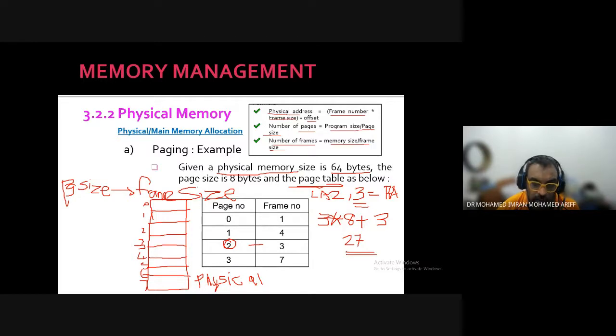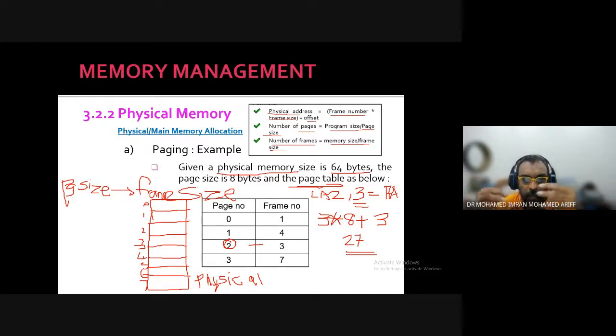Okay. So how do you do this again? When you get a logical address, you are given 2 numbers. One is the page number, another one is the offset value. First, look at the page number. Where is it in the frame? So page 2 is frame number 3. Right? So that's one piece of information. Next, you have your offset value, which is 3. You have that as well.